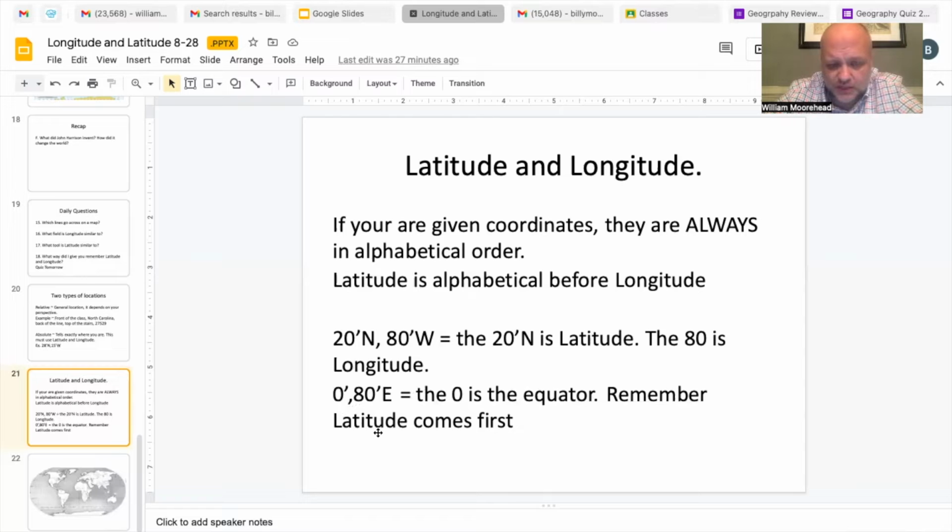Just look at which spot it's in. If it's the first one, it's the equator. If it's the second one, it's the prime meridian. Okay, so now we're going to see actually how to use this.